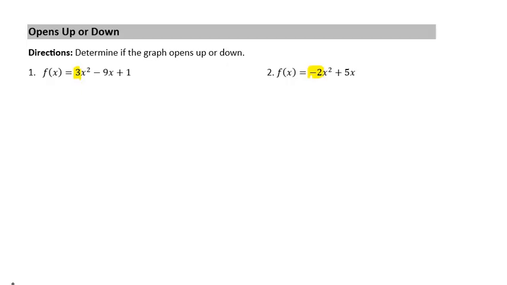Problem number 1, my leading coefficient is positive. So that means my graph is going to open up. So I know it's going to look like this. And we can, again, put that in the calculator and graph it to verify that. Problem number 2, my leading coefficient is negative. So my graph is going to open down. So it's going to look like this.